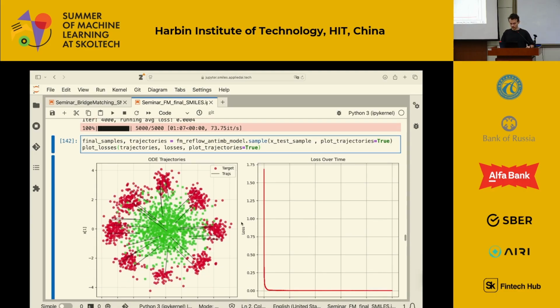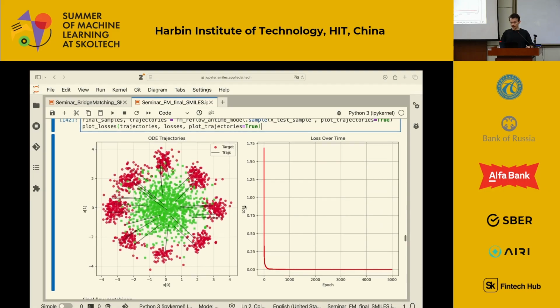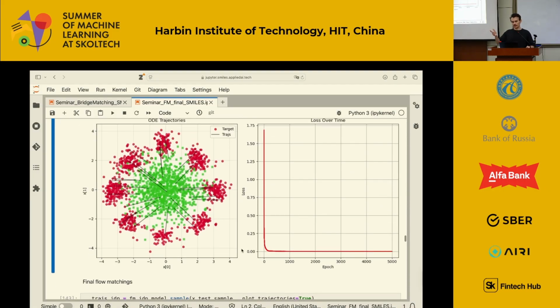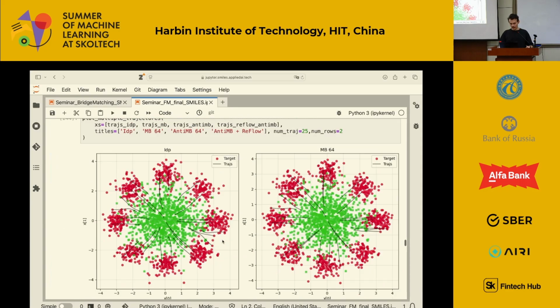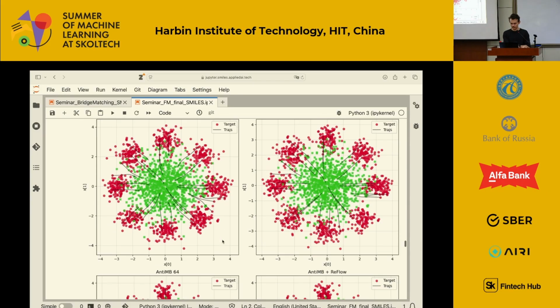It is very good, performs some miracles, but again, it is not simulation-free. It can acquire some distribution shifts, approximation errors, and it is costly. So again, this is some kind of trade-off between quality and computation. Yeah, and let's take a look at all the flow matching methods that we have learned so far.